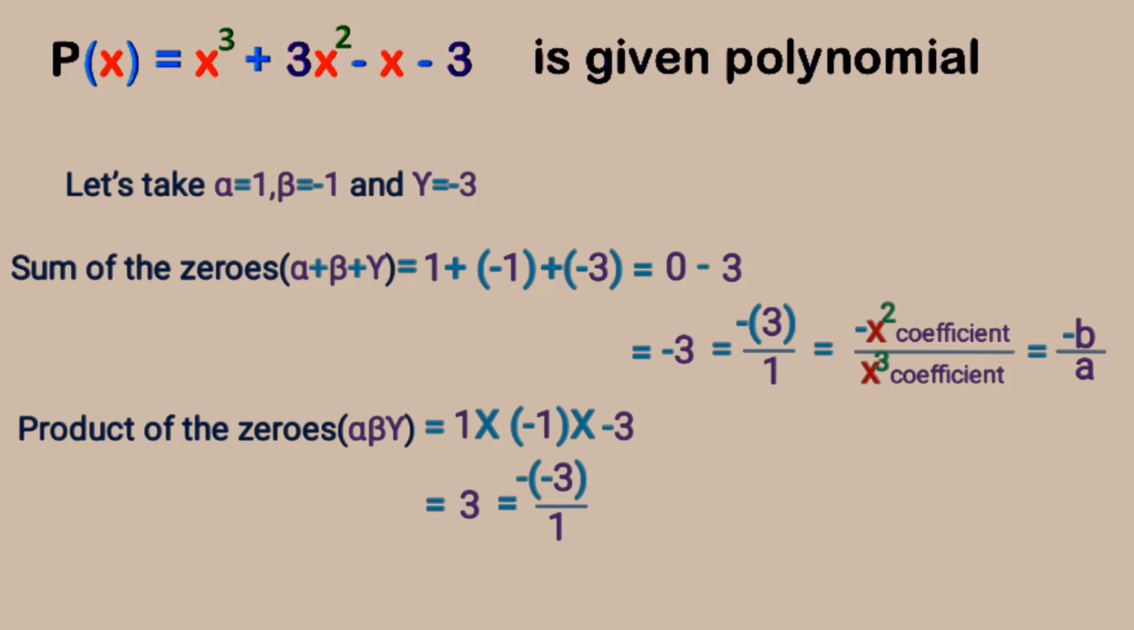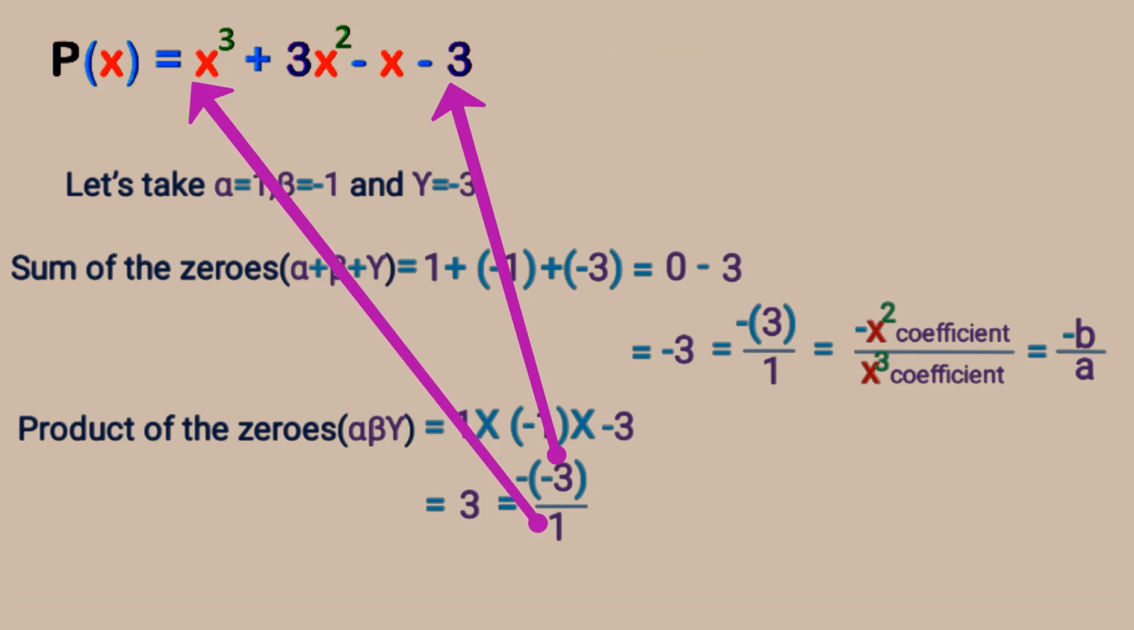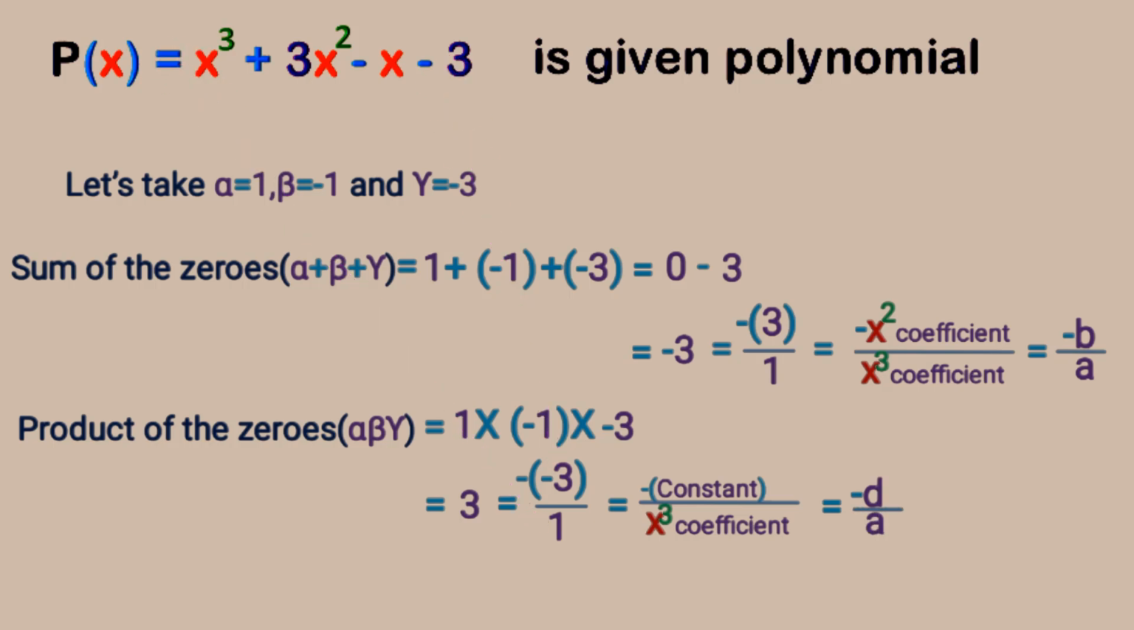So here inside the bracket we have minus 3, which is nothing but the constant term, and 1, which is nothing but the x cube coefficient. So we can write this as minus constant by x cube coefficient, which is nothing but minus d by a. So we verified the product of the zeros.